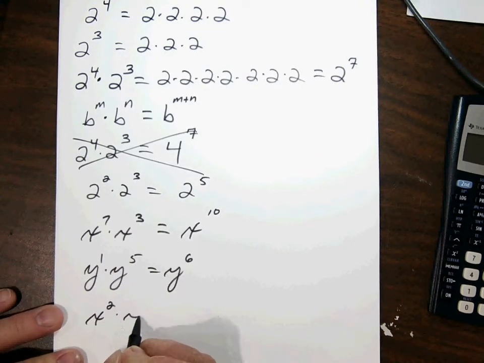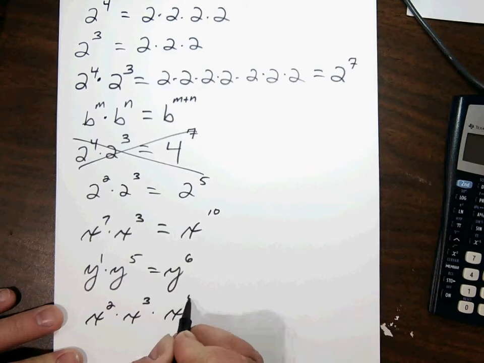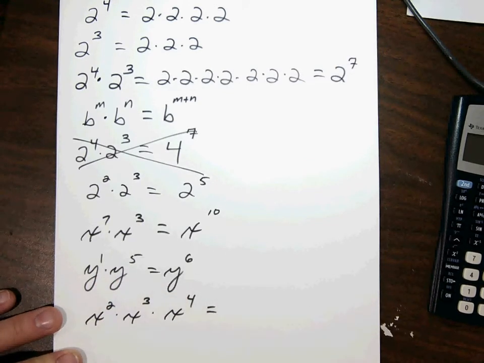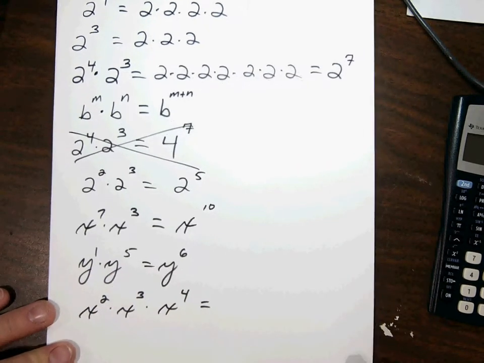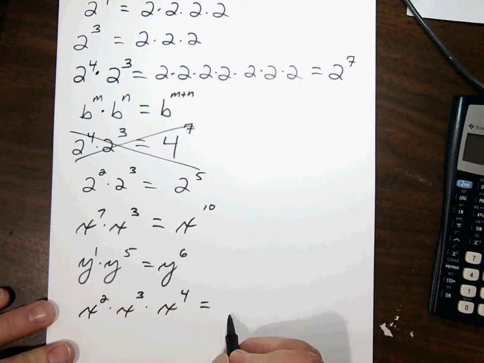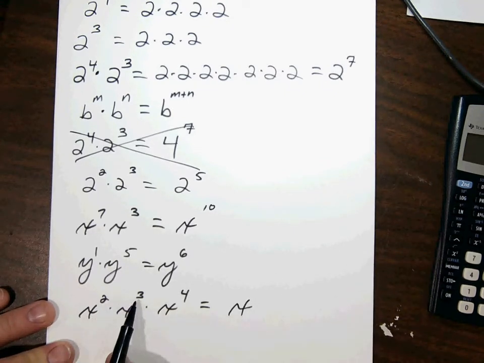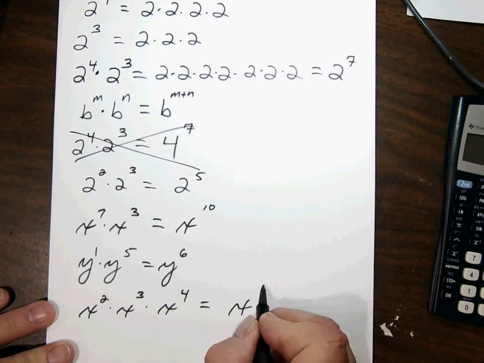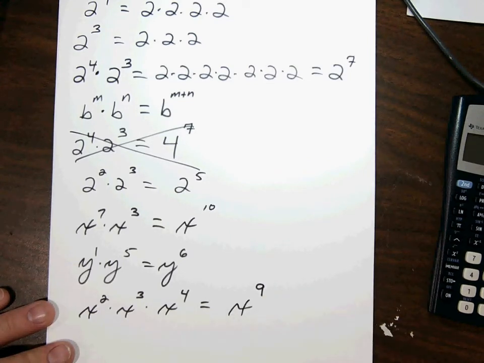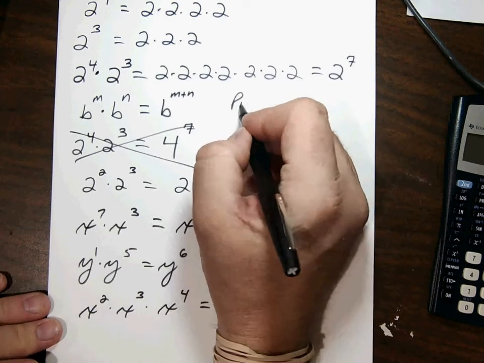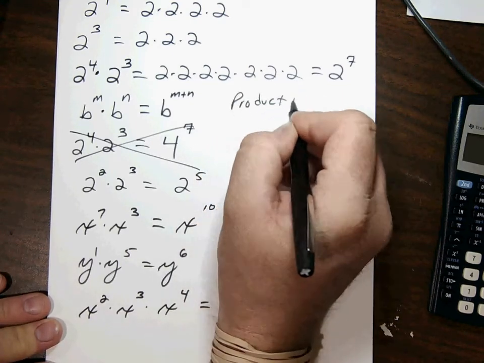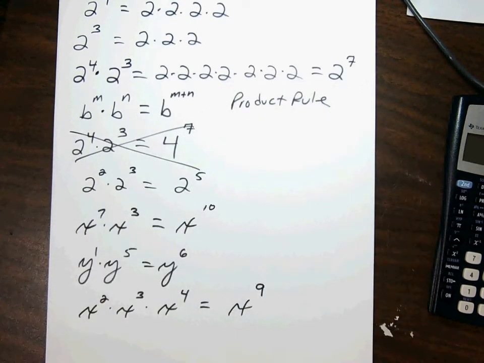X squared times x cubed times x to the 4th. I'm not limited to just two things multiplied together. I could have all kinds of stuff multiplied together. Keep that same base of x. 2 plus 3 is 5 plus 4 gives me a 9. All right? Just that easy. We call that, this is called the product rule here. Product rule.